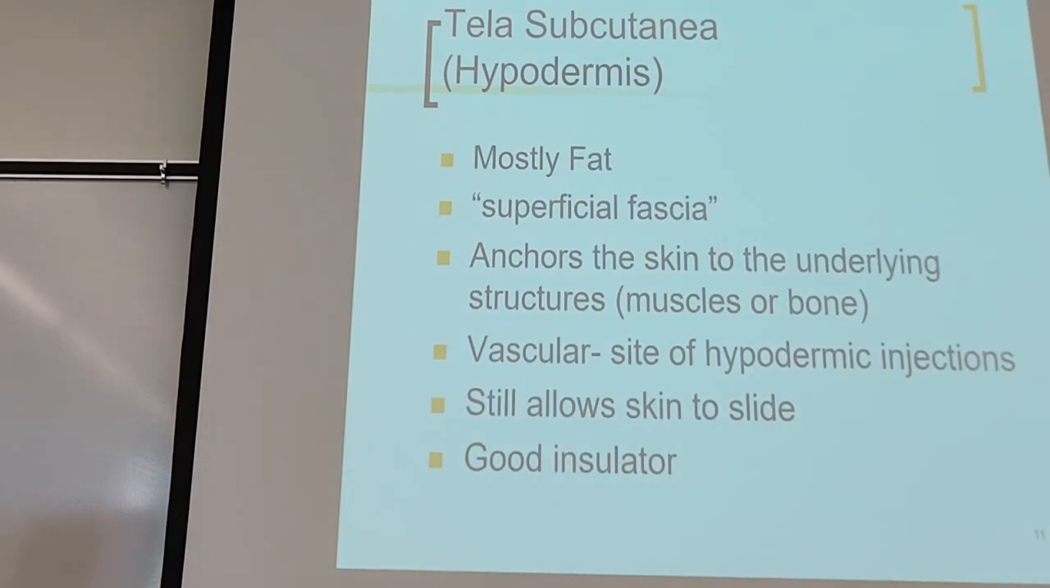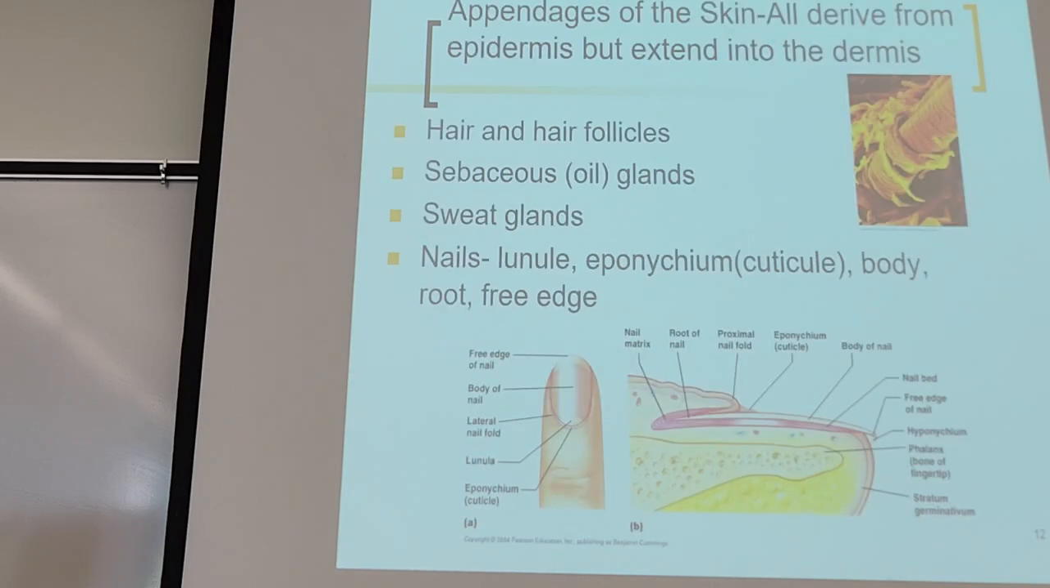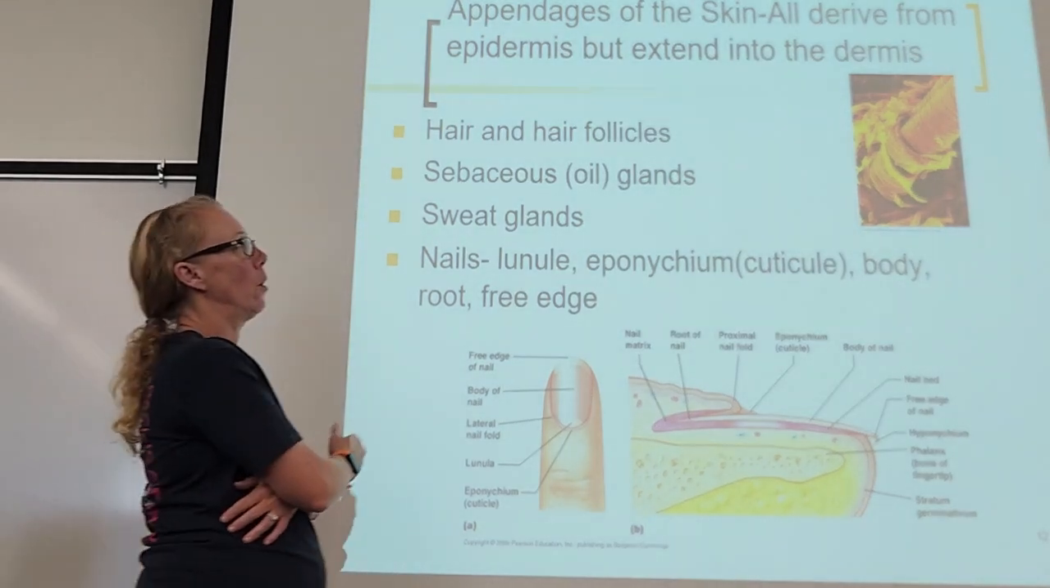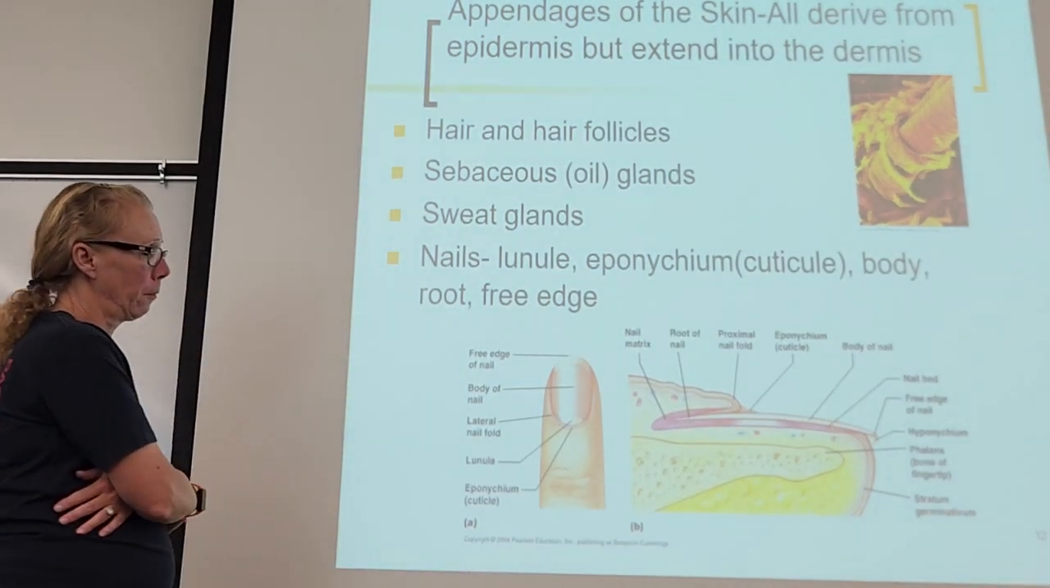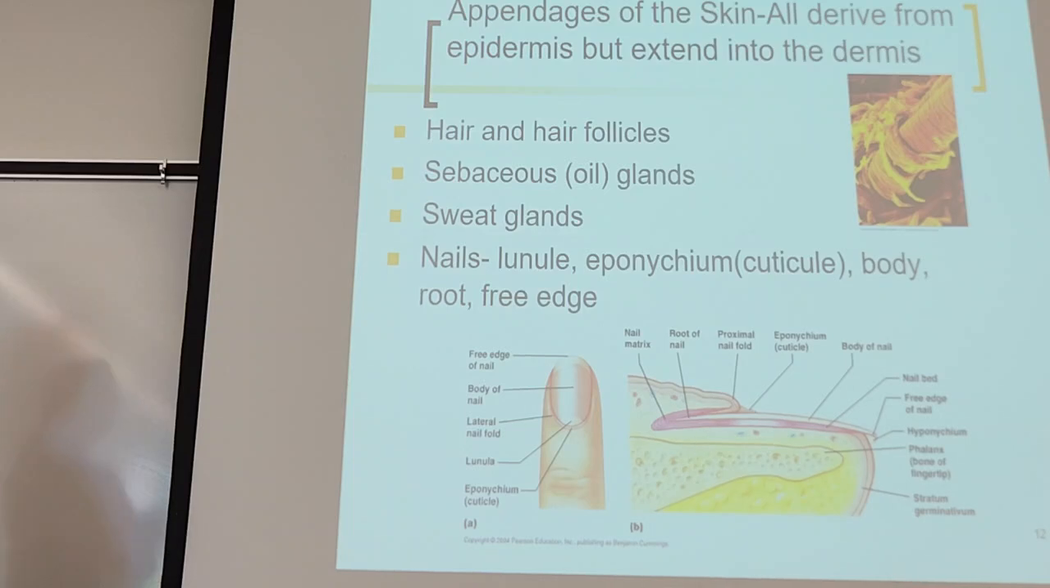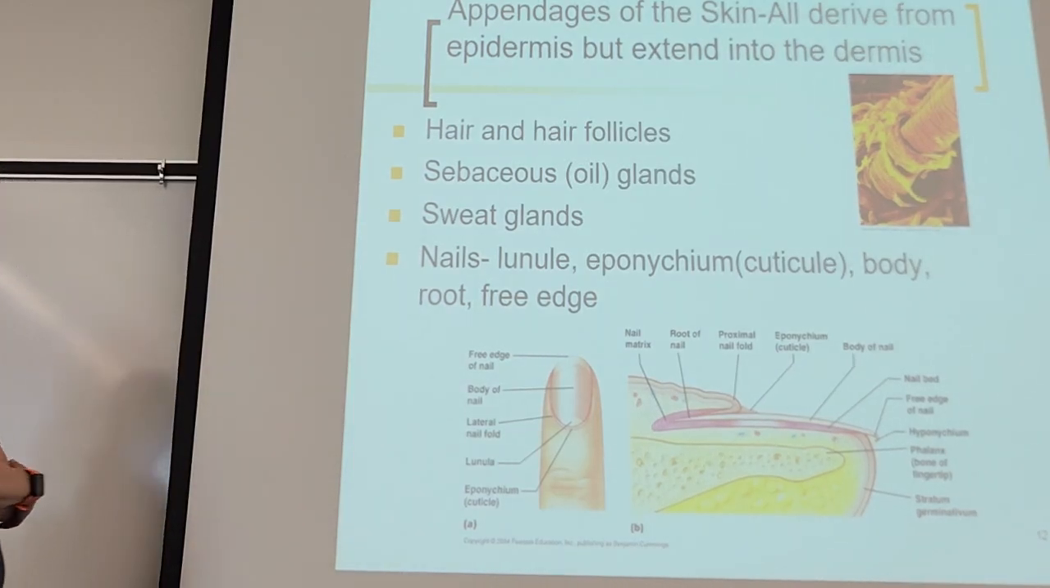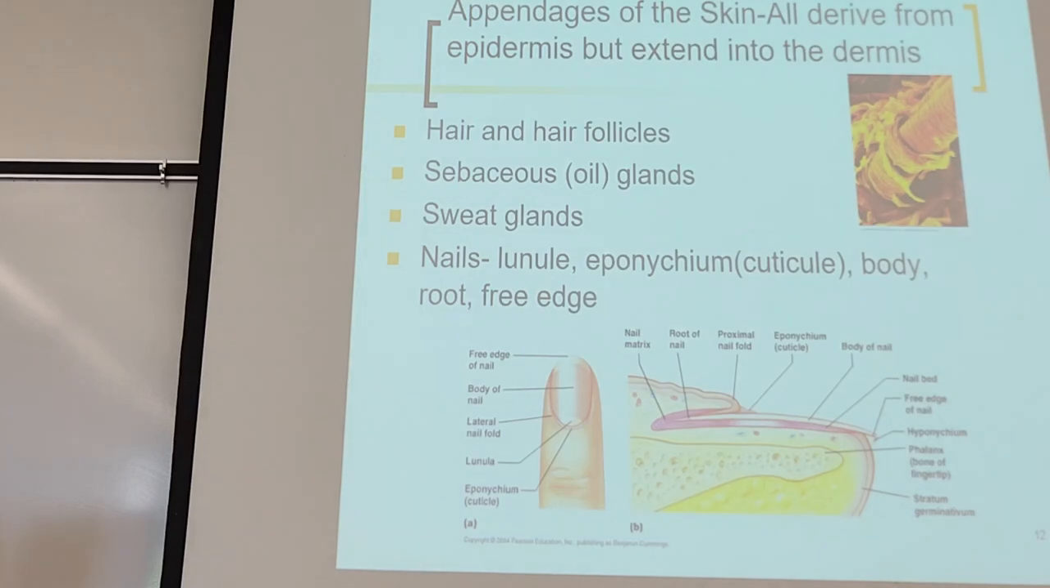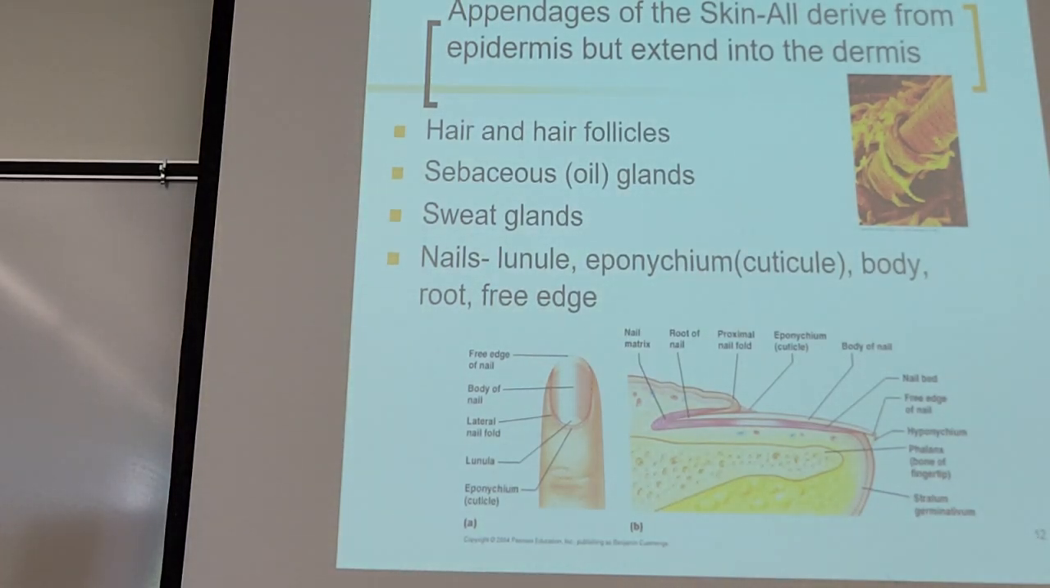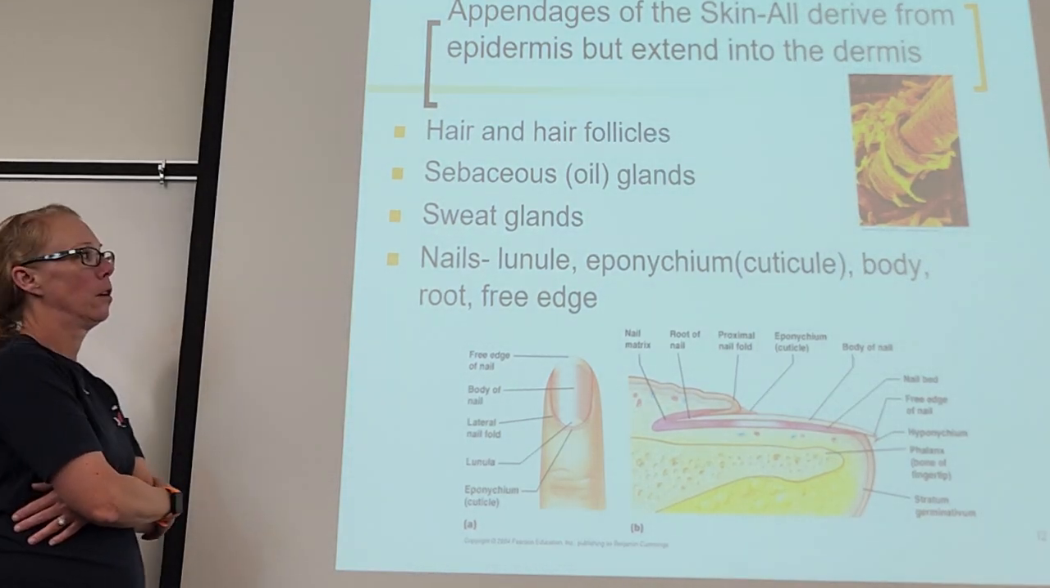The formal name is hypodermis, or subcutaneous layer, and we're going to know it as the hypodermis because it tells you exactly where it is, deep to the dermis. Okay, so appendages of the skin are just little smaller players, really. So hair, nails, sweat glands, oil glands. Oil glands are formally called sebaceous glands.